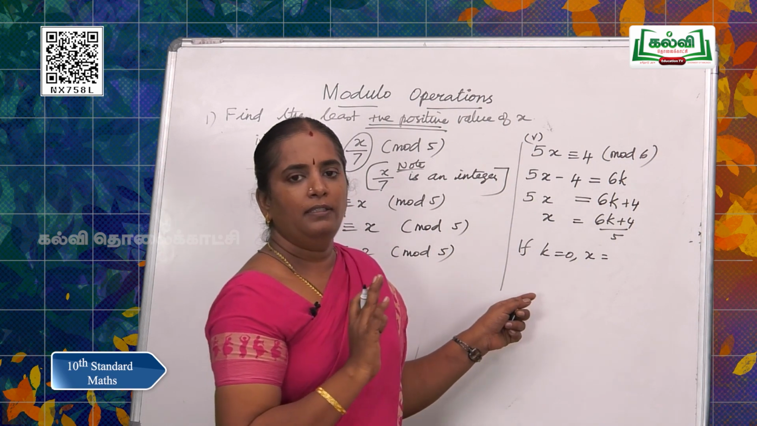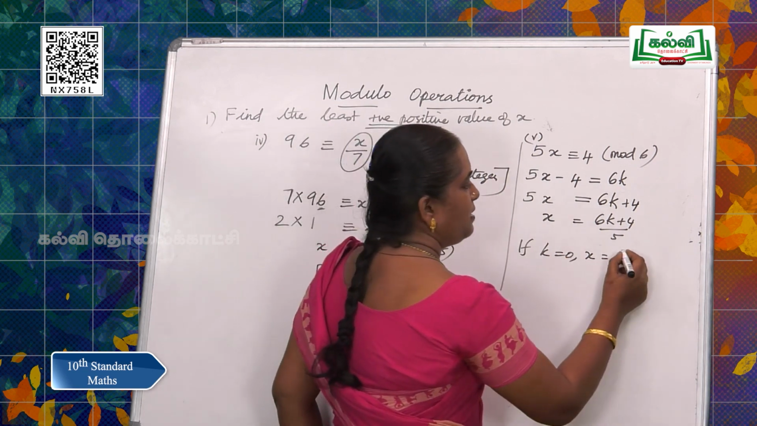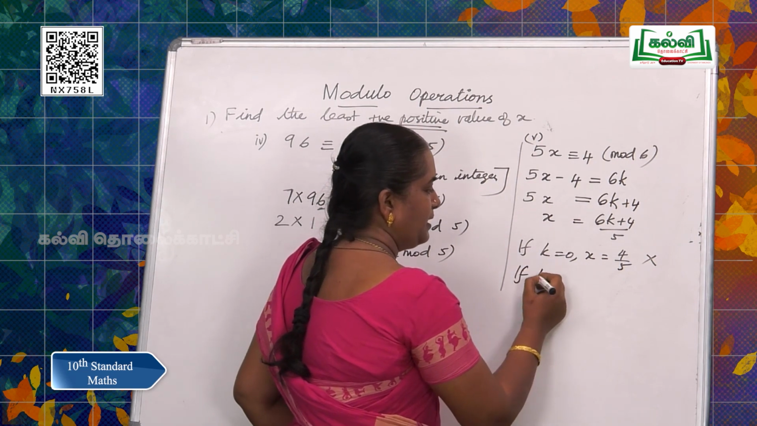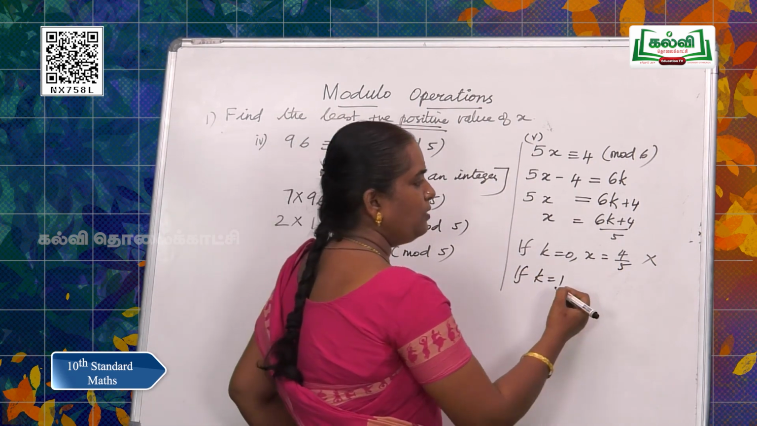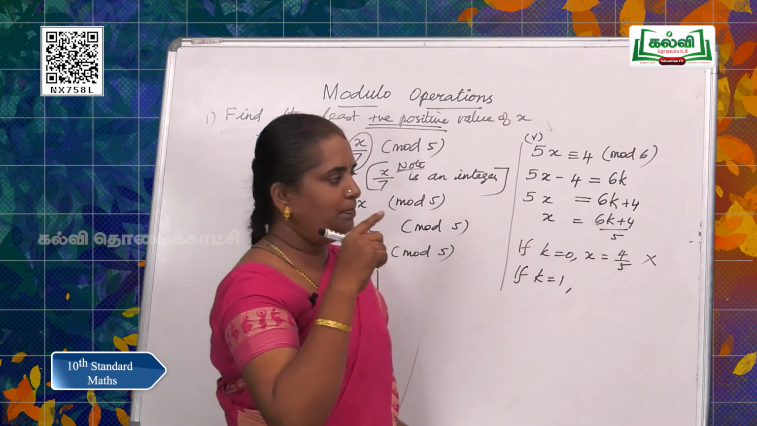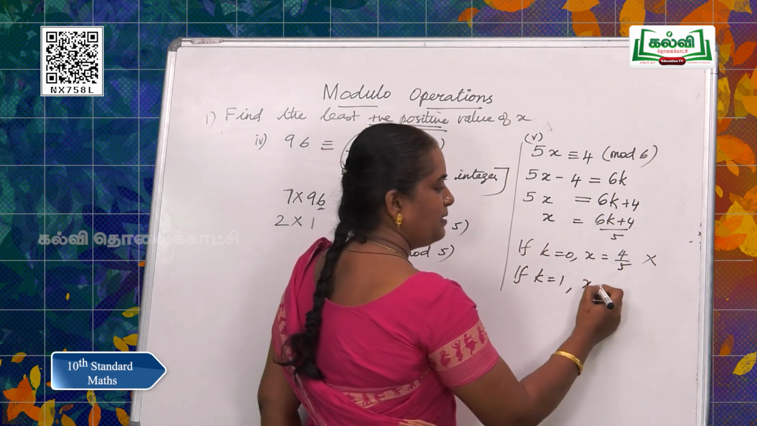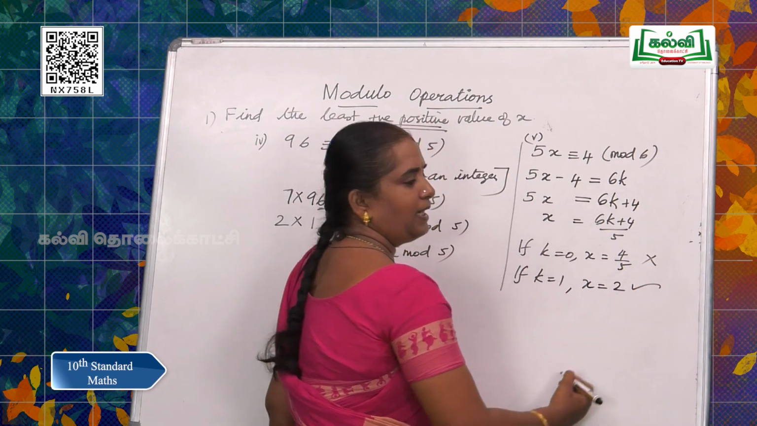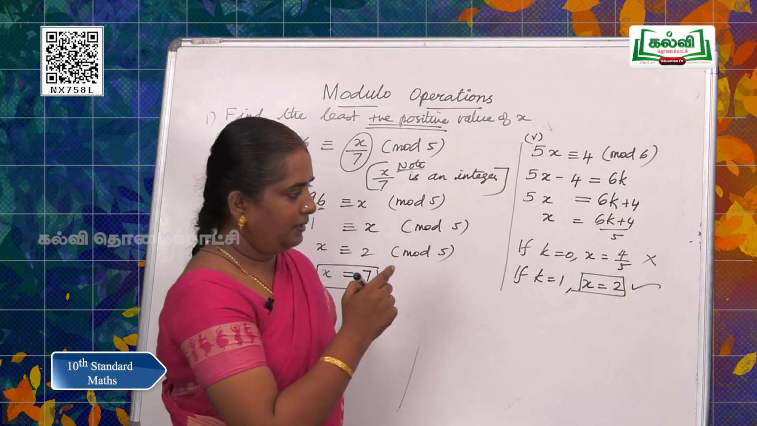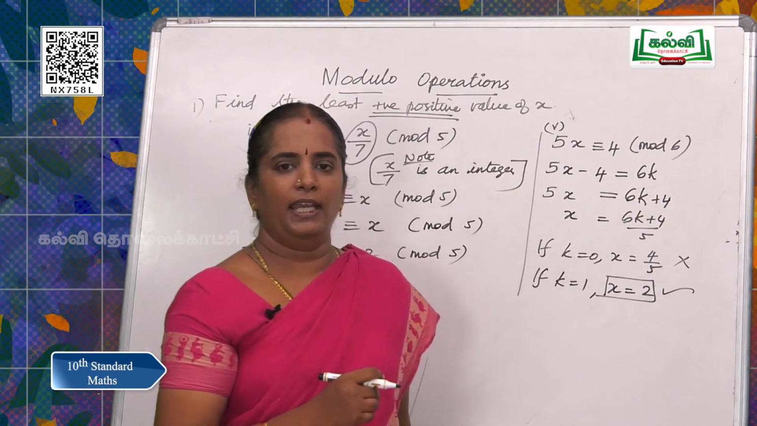So we need no fraction, no rational number. We need an integer. So x is 4 by 5, which is not accepted. We have to move on. If k is equal to 1, what happens to x? Substitute k as 1. So 1 into 6 is 6. 6 plus 4 is, yes, 10. 10 by 5 is 2. Yes, x is an integer now. So let us take the answer as x is equal to 2. Okay?